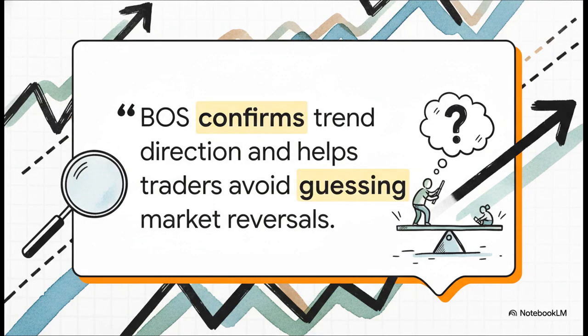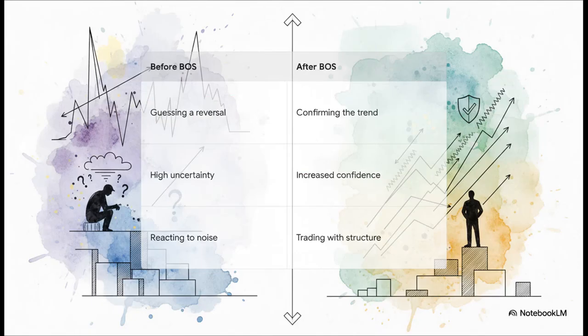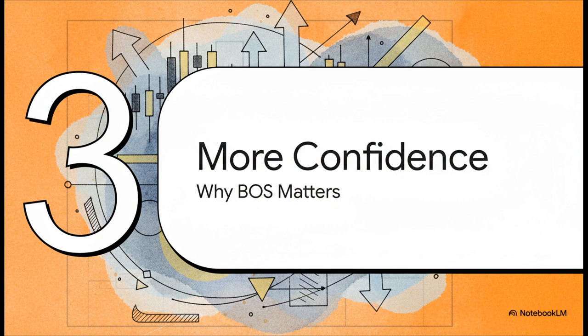And this quote really hits the nail on the head. The whole point of a BOS is to confirm the trend's direction and, crucially, to help traders stop trying to guess where the market's going to turn around. The goal isn't to be a fortune teller and predict the exact top or bottom, it's to trade with the momentum that's already happening. So, what this does is it creates this massive mental shift in how you approach the market. Before you understand BOS, you're often just guessing about a reversal, dealing with a ton of uncertainty. But after, you're trading with a structure. You go from reacting to every little bit of market noise to confirming the bigger trend, and that naturally builds your confidence way up.